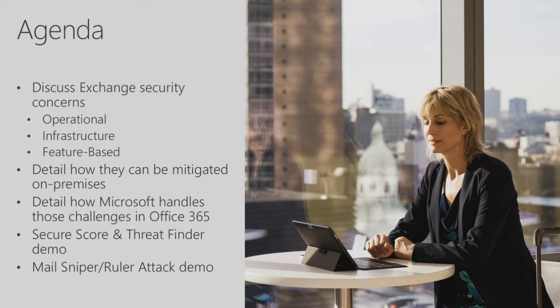But we'll first go over securing Exchange from the operational, infrastructure, as well as feature-based perspective, and then we'll detail how those risks can be mitigated there. And then we'll go into 365, and Raji and I will do a bit of a dance back and forth. I'll discuss a bit of on-premises, and then she'll discuss how Microsoft addresses that in 365. Yeah, I would be talking a lot about how Microsoft and Office 365 handles all these security challenges.